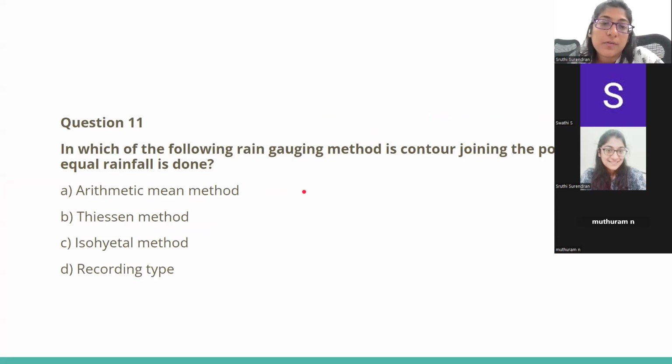Next question. In which of the following rain gauging methods is contour joining the points of equal rainfall done? Is it the arithmetic mean method, Thiessen method, isohyetal method, or recording type?